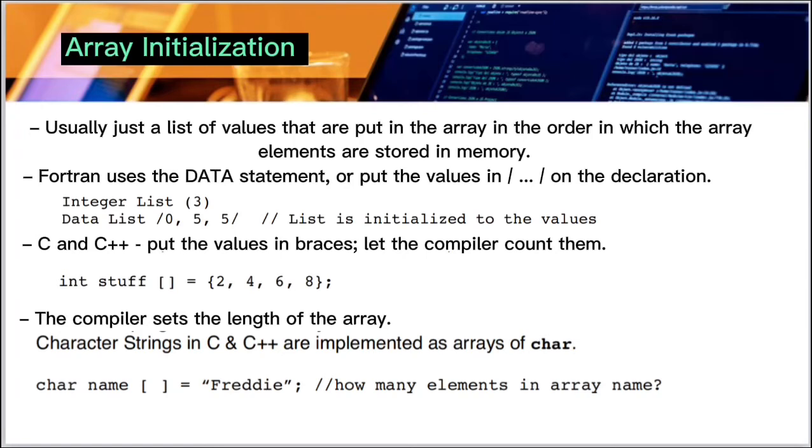What if the programmer mistakenly left a value out of the list? Character strings in C and C++ are implemented as arrays of char. char name[] = "Freddy"; How many elements are in array name? The array will have 8 elements because the null character is implicitly included by the compiler.